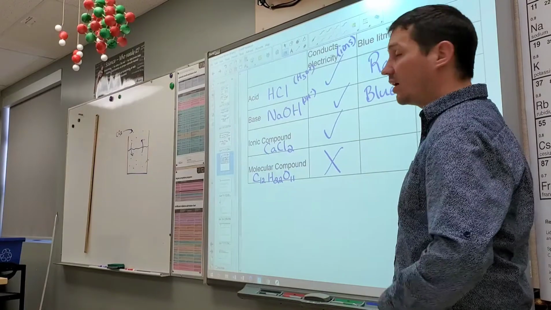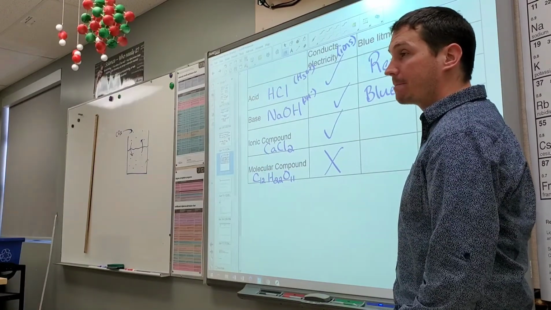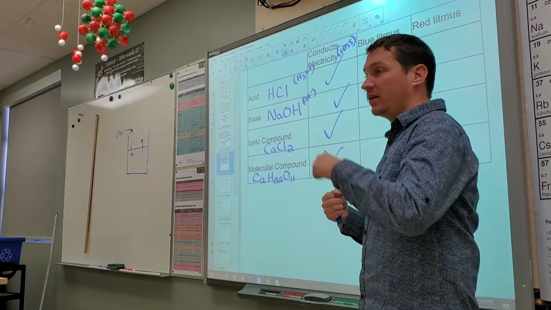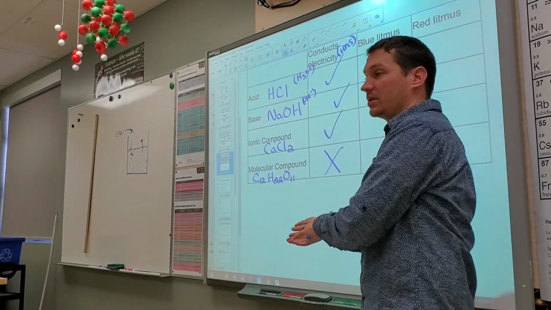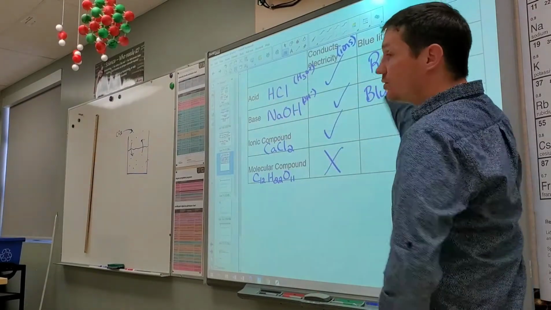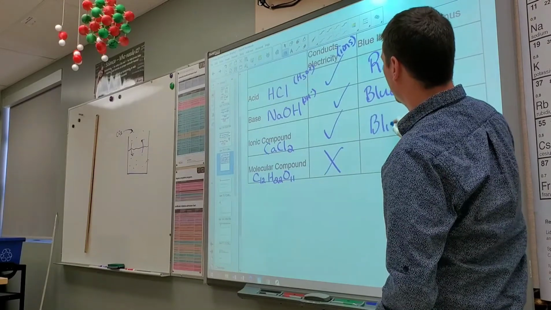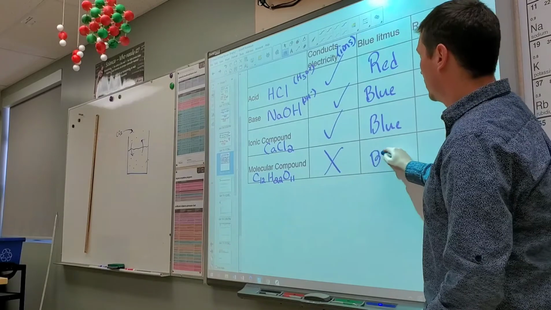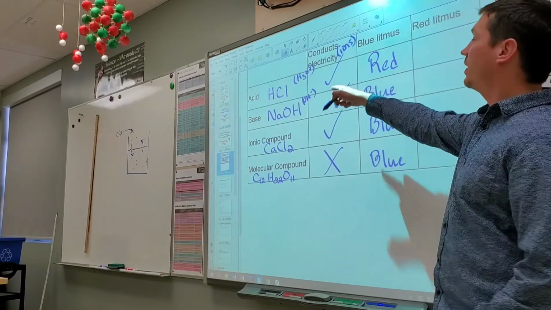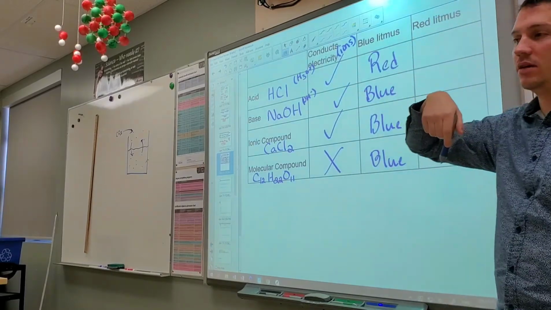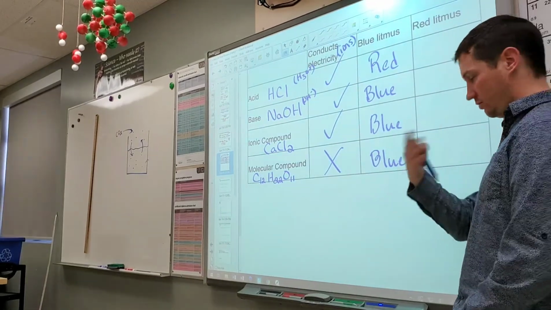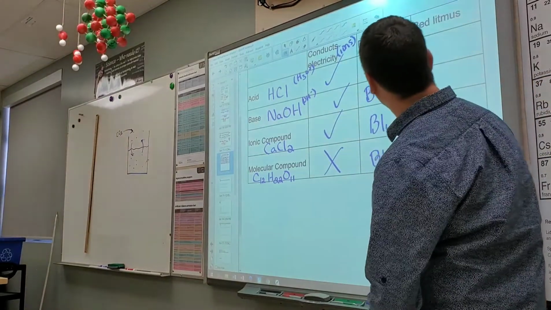What about an ionic compound? No change. Is an ionic compound powerful enough to change the color of the litmus? No. Because it's neutral, there's no change, so it remains blue. And neutral molecular compounds remain blue. What's the only thing that can turn blue litmus red? An acid, because it's powerful enough to add a hydrogen to it.